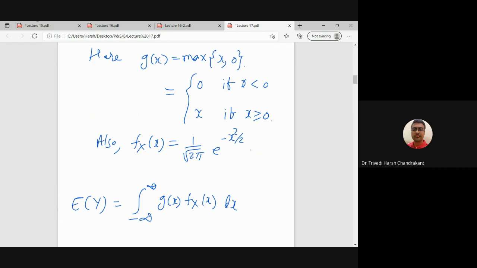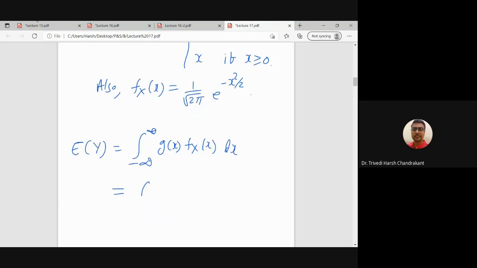But since g(x) is 0 on the negative x-axis, its value is 0. So 0 times anything is 0, right? 0 times f(x) is 0, whatever f(x) is. So that means we need to integrate only on the positive x-axis. On the positive x-axis we substitute these two, g(x) and the density function, and multiply. So that is the integral from 0 to infinity, where the value of g(x) is x, and the density is 1 upon root 2 pi e power minus x square by 2.